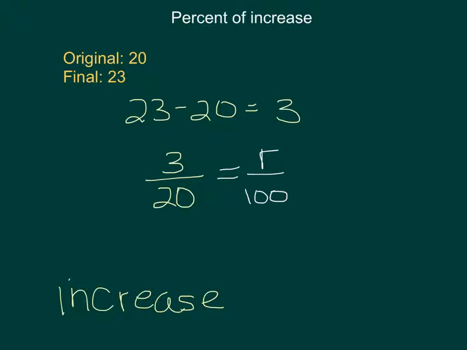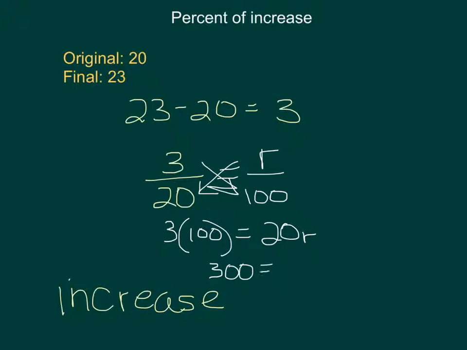So when you go to solve for r, you can cross multiply and you get 3 times 100 equals 20r. So 300 equals 20r. You can divide both sides by 20 and you're going to get r equals 15. So therefore you can say your percent of increase is 15%.